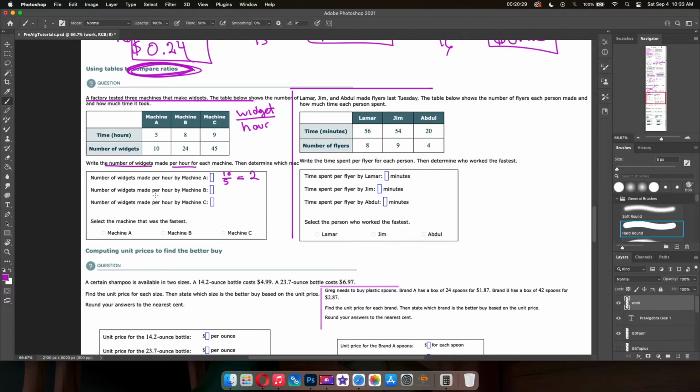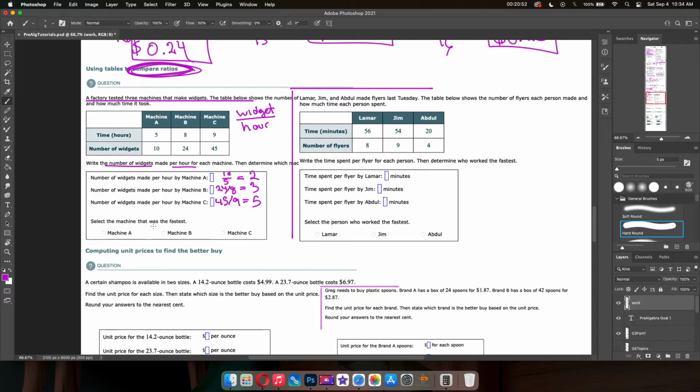Number of widgets per hour for machine B. So the number of widgets is 24. What's the number of hours? 8. And now I go through 24 divided by 8, 3. Number of widgets for C, which is 45. Number of hours, 9. 45 divided by 9. Again, human calculator, it is 5.